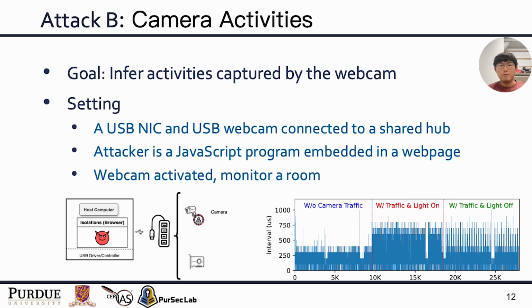Here is a recap of Attack B. The goal of this attack is to infer activities captured by the web camera. As shown in the picture on the left, a USB NIC and a USB webcam are connected to the shared USB hub. The attacker is a JavaScript program embedded in the web page. Then the webcam is activated and monitoring a room. As the traces on the right show, the attacker can distinguish patterns such as whether the light in the room is turned on or off. Details of this attack can also be found in our paper.